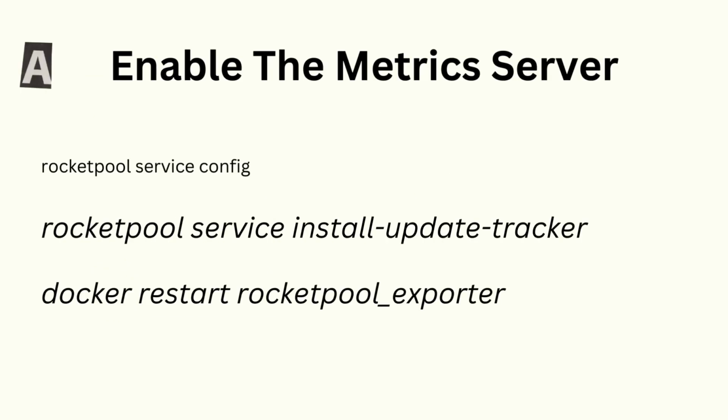Now in our previous video, during our Smart Node configuration process, we enabled metrics, which added Prometheus already, which works with Grafana as a data capture storage system. Now, if you did not do this, you'll need to go back to the Rocket Pool service config and enable the metrics. Next, you'll need to install the tracker with the command listed. And last is to restart the node with the last command.